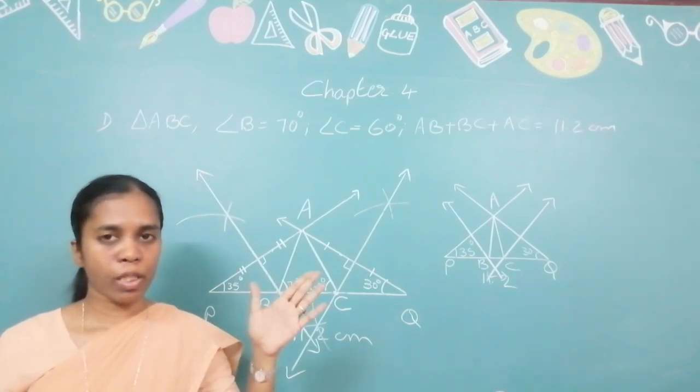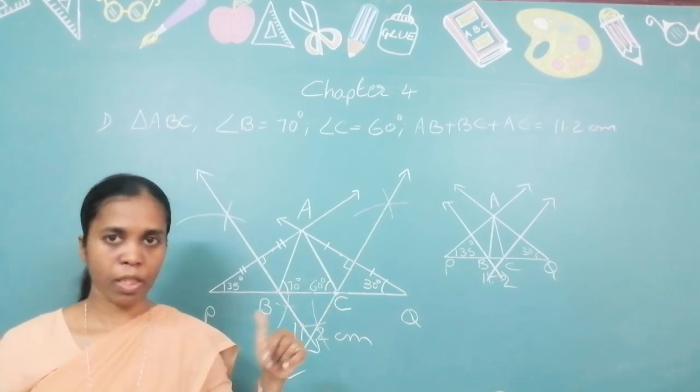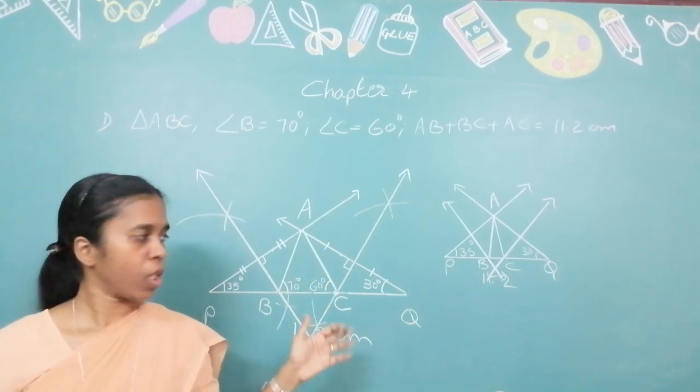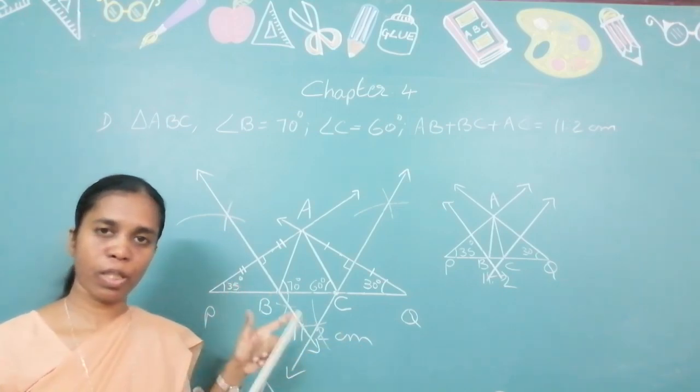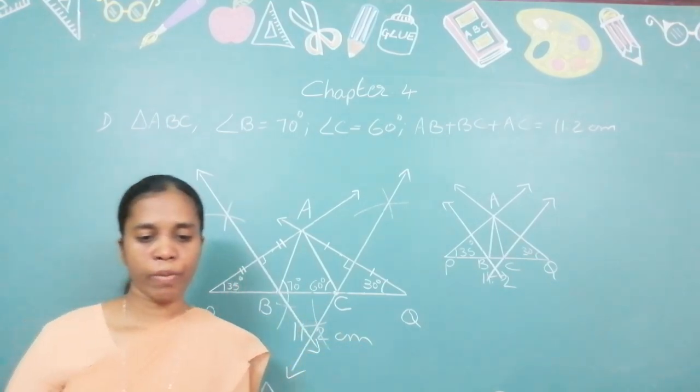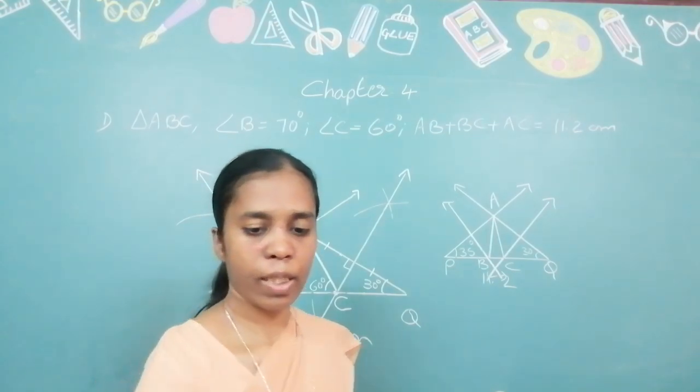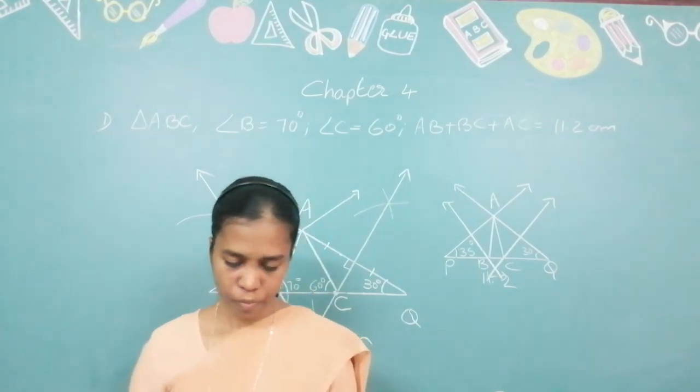In the other three constructions, they are given the base. Here base is not given. Two base angles are given. So we will measure the half of it, draw the ray, and complete it. Here is the homework. Practice set 4.3.